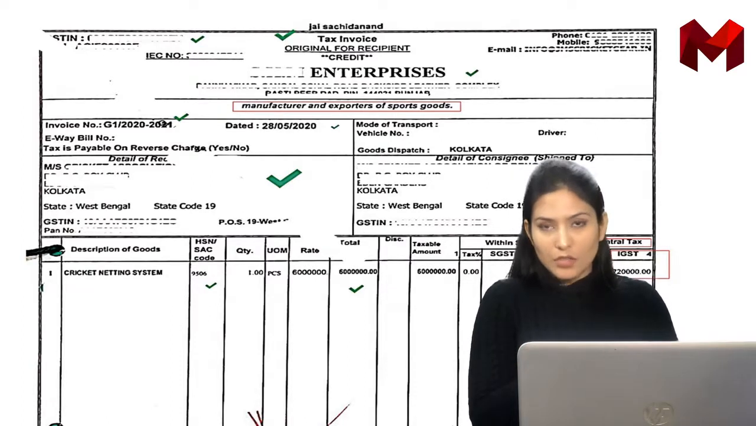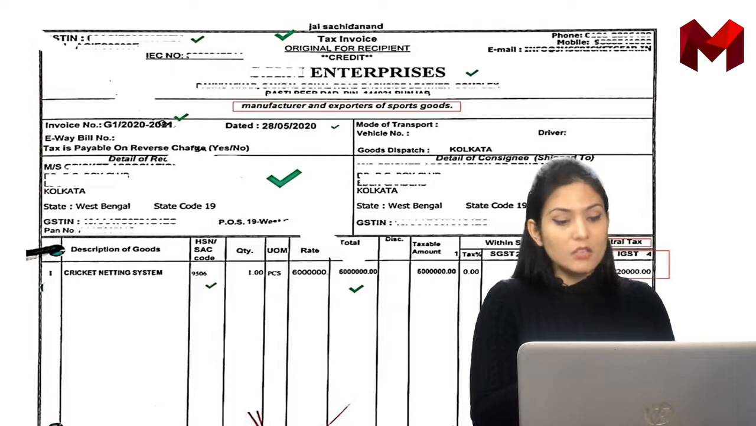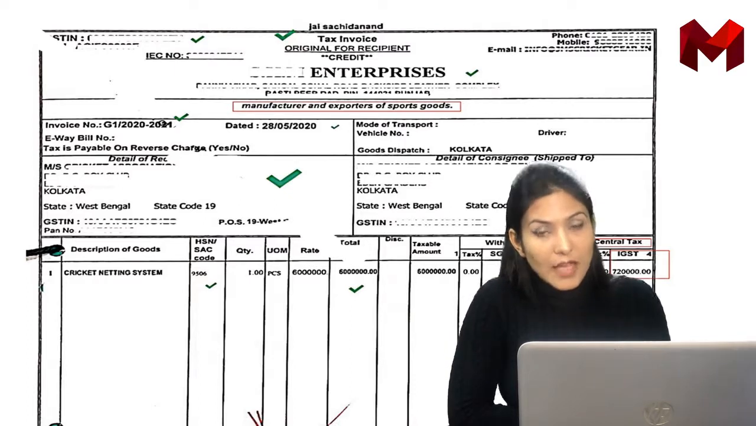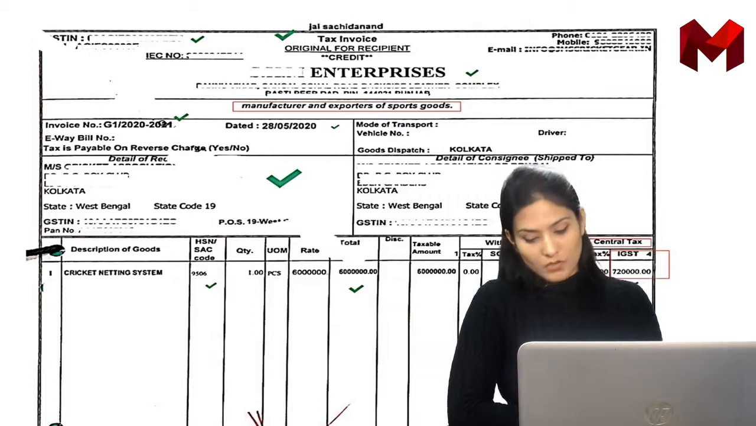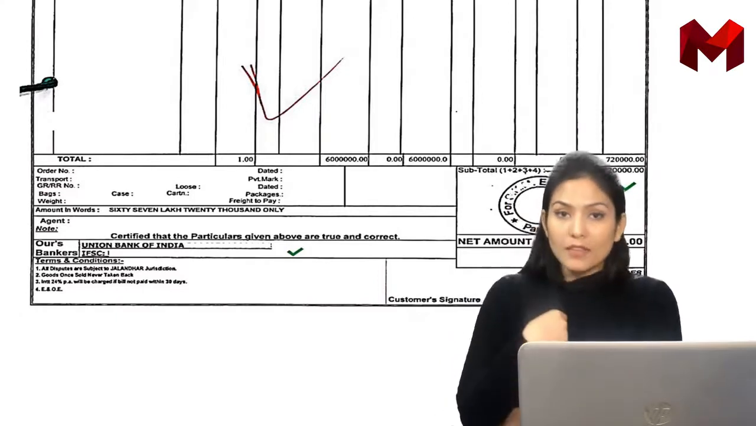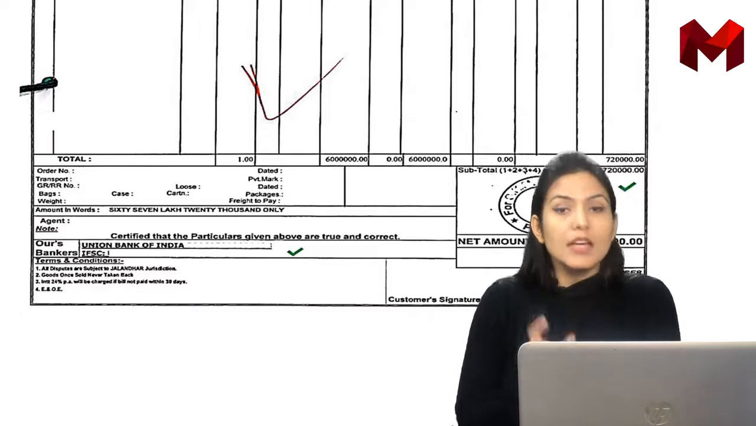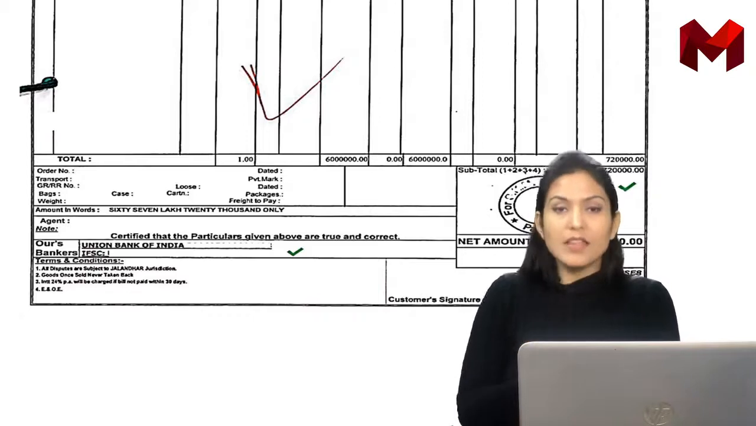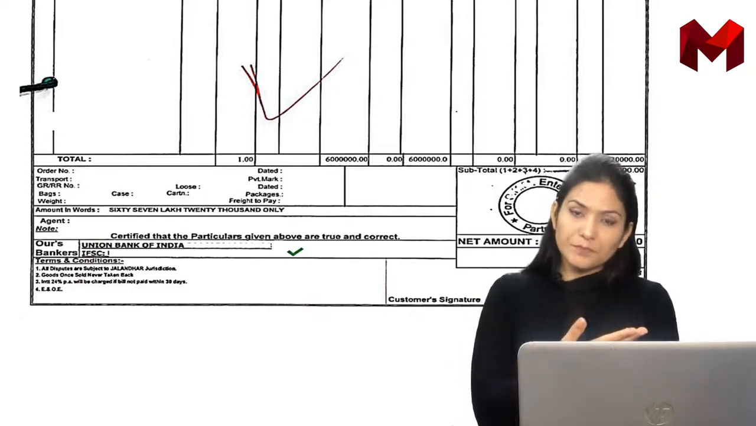So I will write the description of goods, the HSN code of my goods, then the quantity, the rate, 60 lakhs is the rate, and the GST applicable will be the central tax, IGST 12%, 7,20,000. So if we see, the value is 60 lakhs. IGST amount is 7,20,000 and the total bill amount is 67,20,000. That means I'm going to get the payment of 67,20,000, out of which 7,20,000 is the GST collected from my customers, and that I need to pay to the government.